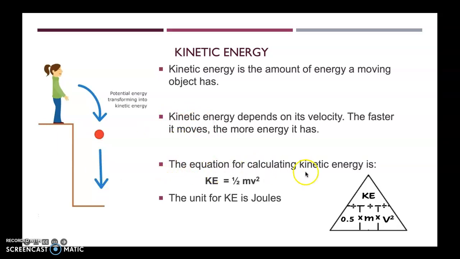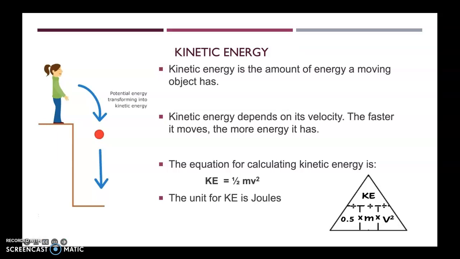So the equation for kinetic energy is a bit more complicated. We have kinetic energy is 1/2 mass times velocity squared. Now, just the velocity is squared. The mass is not squared. You want to square your velocity first, then multiply by the mass, and then multiply by half. Again, our units for this are going to be joules because it is an energy.